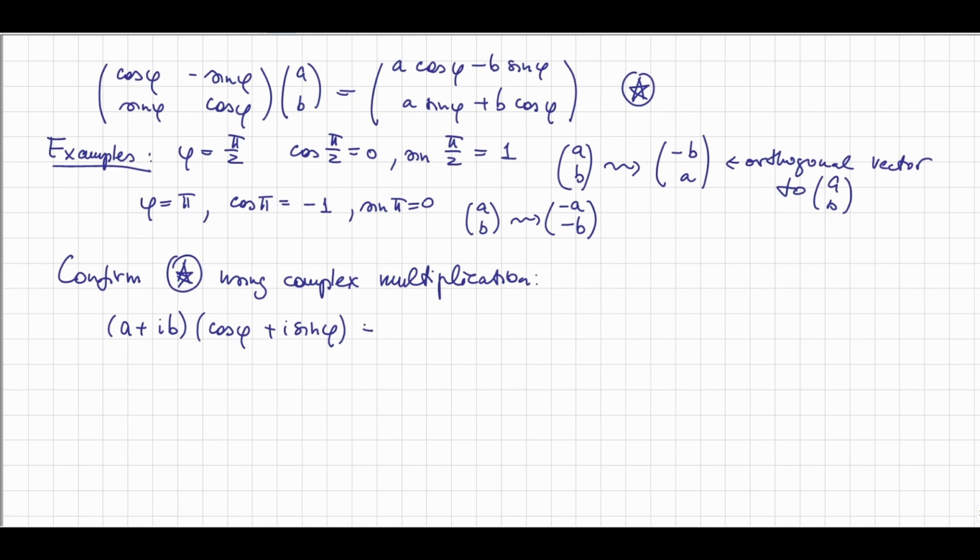So using the rules of complex multiplication, we first calculate the real part. The real part will be A cosine phi minus B sine phi, because we have I square, plus the imaginary part will be I times B cosine phi plus A sine phi. You see that we get the same as on the right-hand side of the star formula.